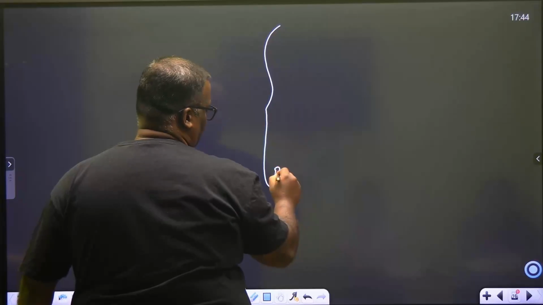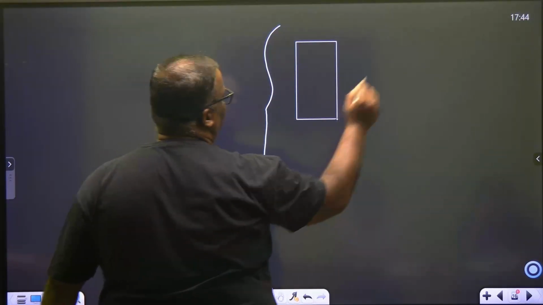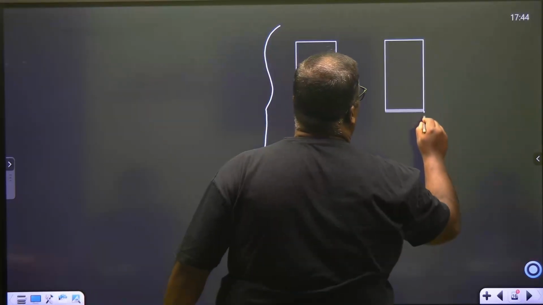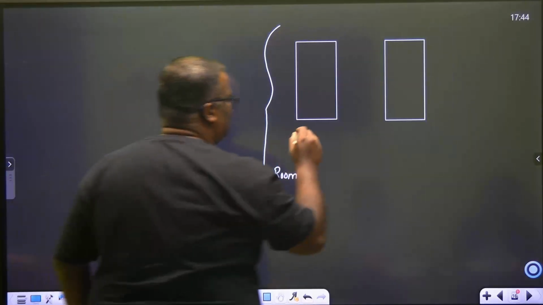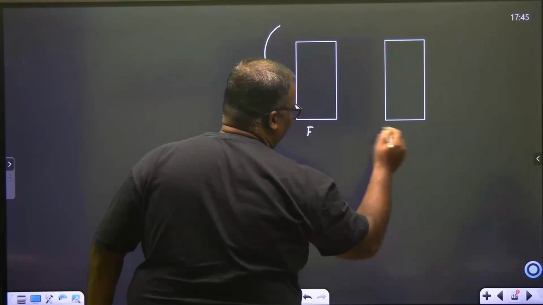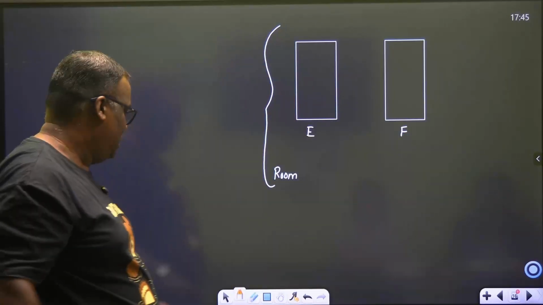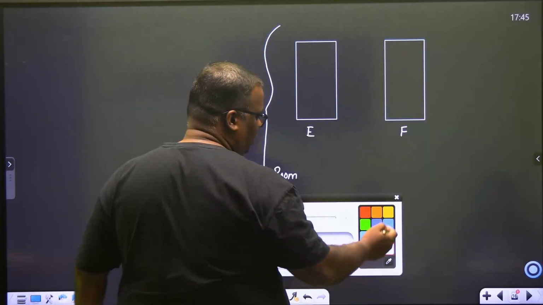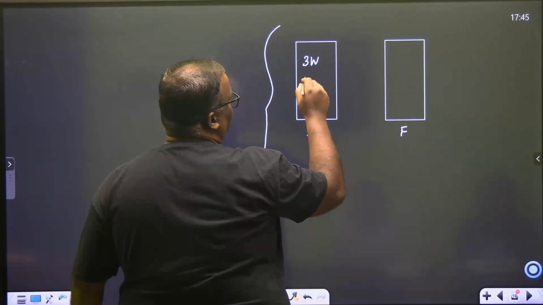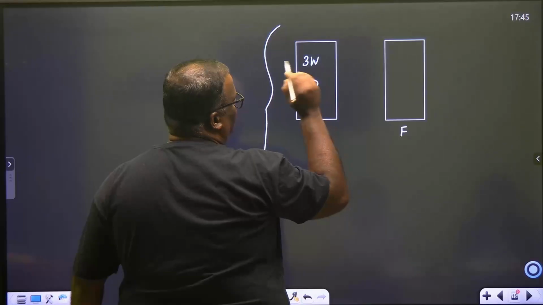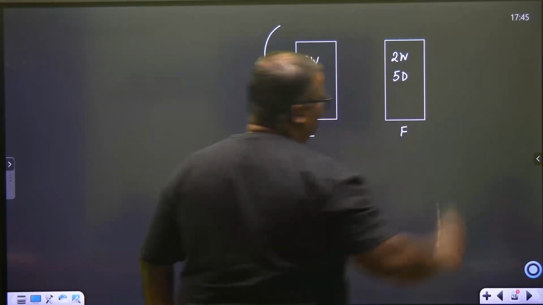This is a room. ये एग्जाम्पल एनसीईआरटी में नहीं है, पर ये आपको समझा देगा आराम से. And I've kept two refrigerators. This is fridge E, and this is fridge F. In this, we have two types of chocolates. Let's say we have 3 white chocolates and 4 dark chocolates here. Here we have 2 white chocolates and 5 dark chocolates.